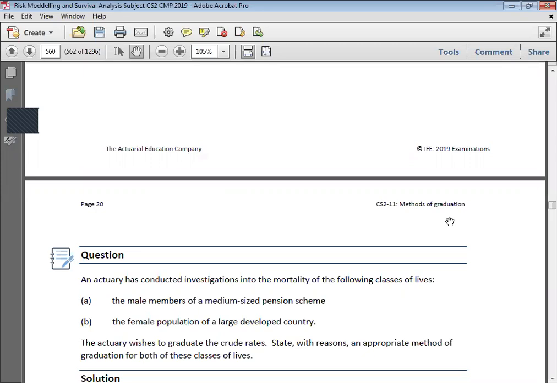And for the B part, we have the female population of a large developed country. Now this can be tricky. What kind of method do you want to use to graduate these rates? We're looking at a whole country, a developed country, and all of its female population. So for the whole country, as we have a large amount of data, we can use parametric. Exactly, right? We have more data, so of course we should go with the parametric formula.